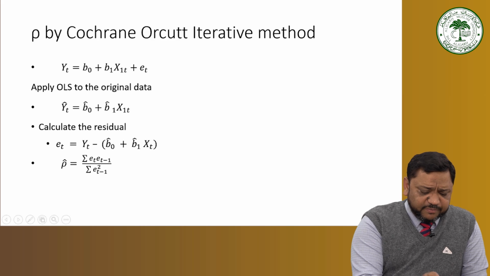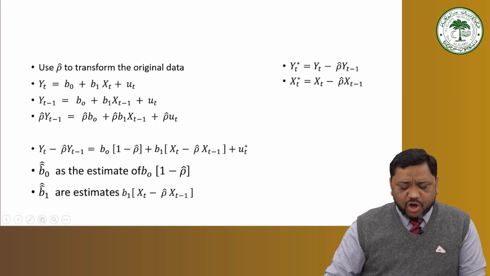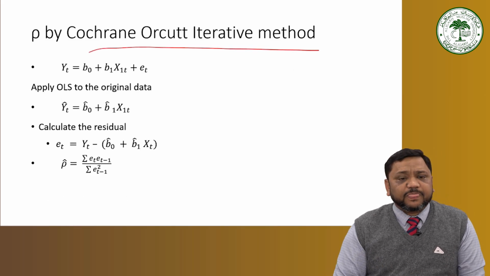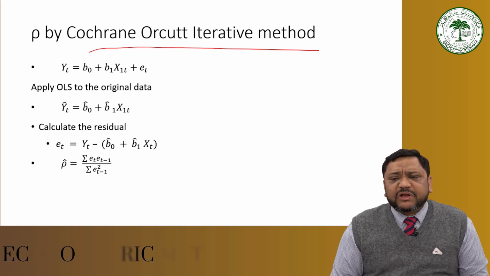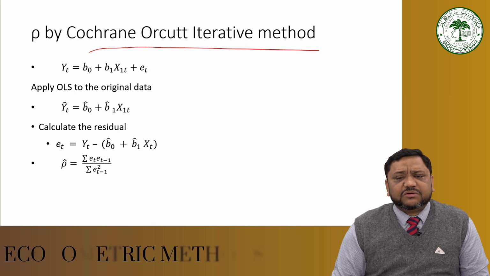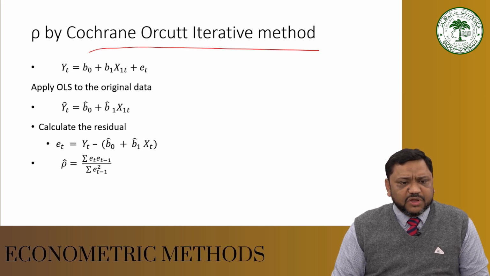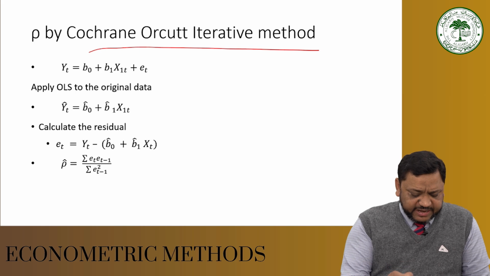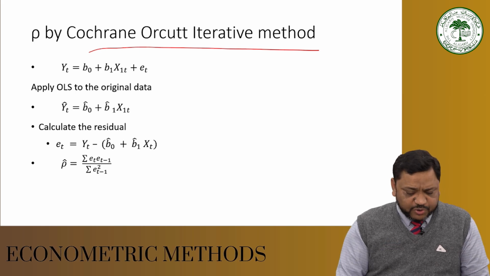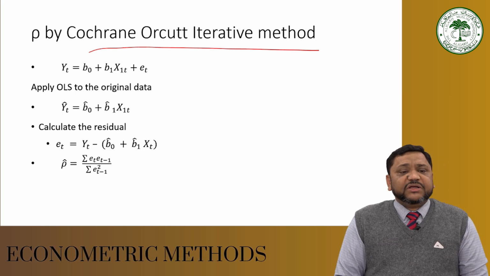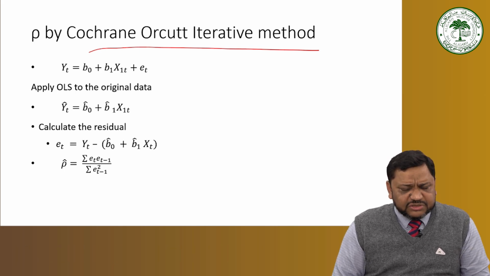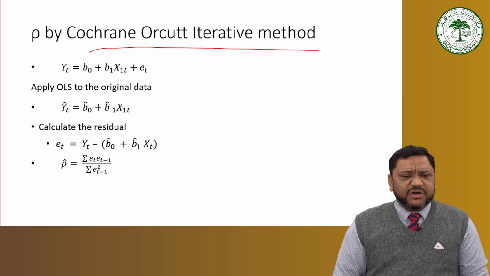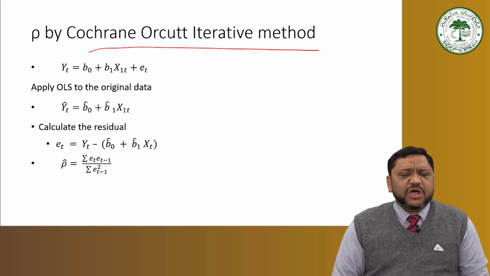Now we move to another method called the Cochrane-Orcutt iterative method. In this method, it involves a gradual approximation to estimate this autocorrelation function. Now, let's see what the process is. You have a model y_t is equal to b0 plus b1 x1t plus e_t. Now you apply OLS, so you can estimate the equation. So the estimated equation is y hat is equal to b0 hat plus b1 hat x1t.